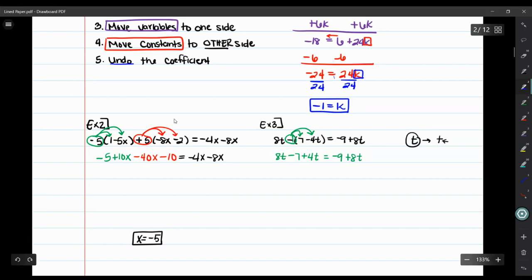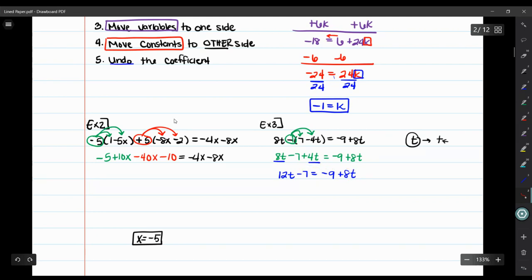Now step 2 is to combine like terms. So I have an 8t and a 4t that I can combine. So 8 plus 4 makes 12t minus 7 equals, and on the right, I do not have a like term. So we're just going to drop down negative 9 plus 8t. Step 3 says to move our variables to one side. So I have 12t on the left and 8t on the right. 8t is the smaller variable, so we're going to move 8t over with the 12t.